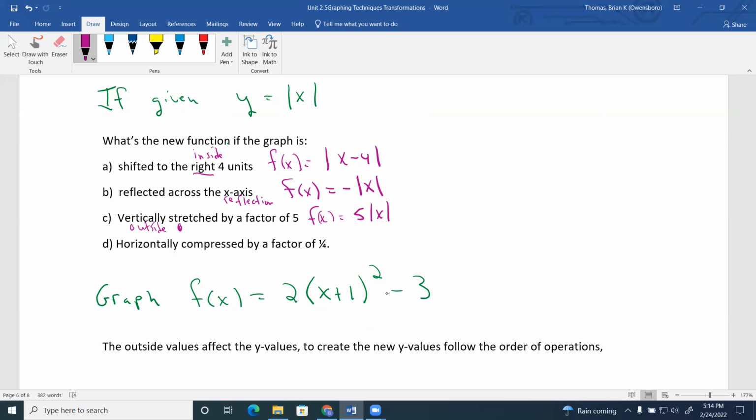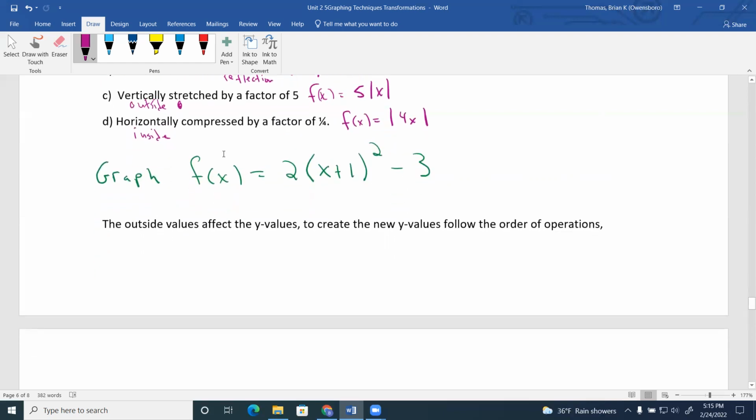So horizontally compressed by a factor of 4, notice horizontally means we have to do inside. But inside is always backwards. So if I give you this 1/4, we have to use its reciprocal. So f of x is actually going to equal, the reciprocal of 1/4 would be then 4x. And so that would be a compression of a factor of 1/4, because you would actually be dividing by 4.